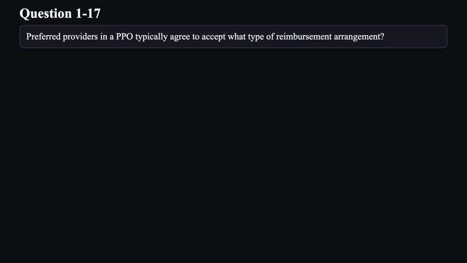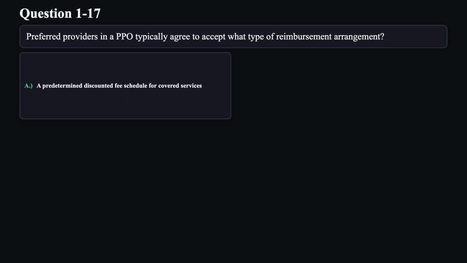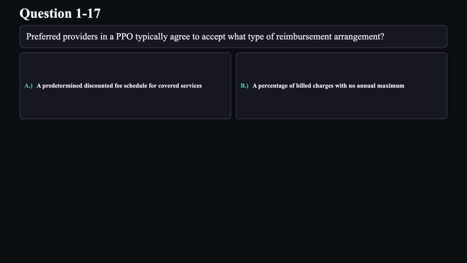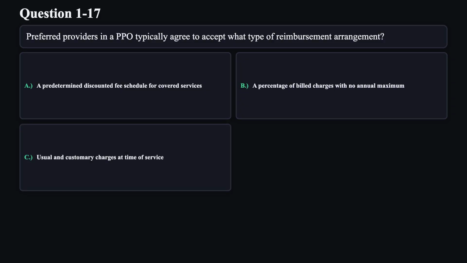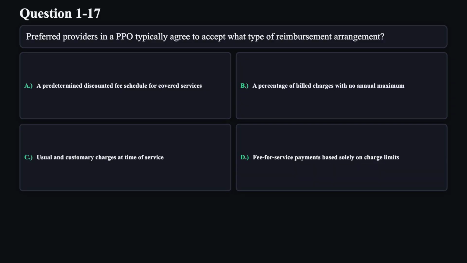Question 17. Preferred providers in a PPO typically agree to accept what type of reimbursement arrangement? A. A predetermined discounted fee schedule for covered services. B. A percentage of billed charges with no annual maximum. C. Usual and customary charges at time of service. D. Fee-for-service payments based solely on charge limits.